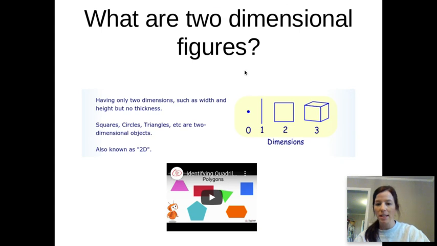So what are two-dimensional figures? Two-dimensional figures, as you can see here, have only two dimensions, such as width and height, but no thickness. If you think about your year at Calhoun, you had STEM Lab, and they have a 3D printer. If you want to make a keychain or just anything that y'all had done in class, you could take it out and it's like a toy, right? That's three-dimensional. Now, this standard is talking about two-dimensional figures, such as right here, see that? Squares, circles, triangles, those are all two-dimensional objects, also known as 2D.